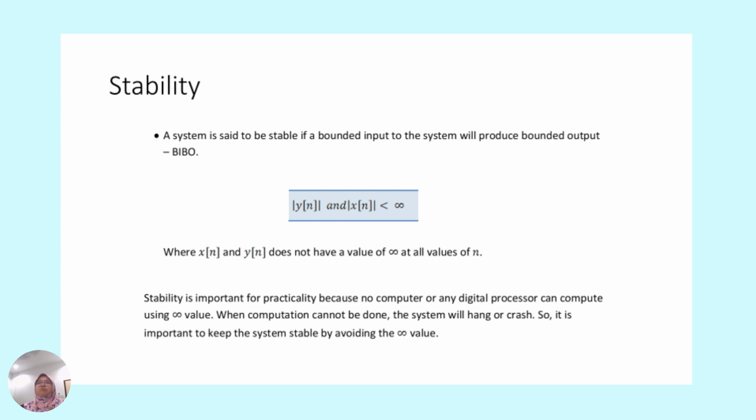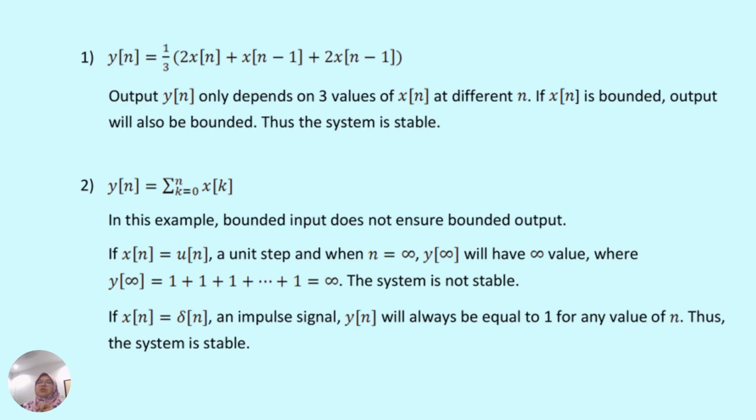Why is it important to have a system that is BIBO, bounded input, bounded output? It is for practicality reasons, so that the computer does not crash. So if you look at these examples, in example 1, the output yn only depends on 3 values of xn at different n. If the input xn is bounded, say you use only an impulse signal, then you have an impulse response that is bounded because it only has one value, its n is finite, it does not go to infinity.